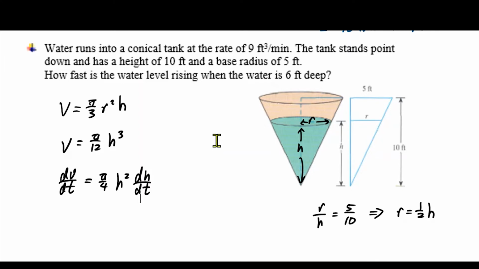Now, what is known and what is unknown? We know what pi is. Do we know what h is? Yeah, right there. It's given to you. That's h. Do we know what dh/dt is? That's what we are trying to look for. That's our answer. So this is our guy. You know what I'm saying? Speed of the water level rising.